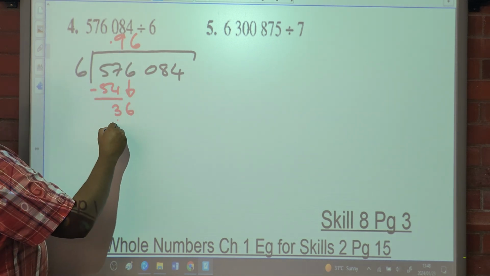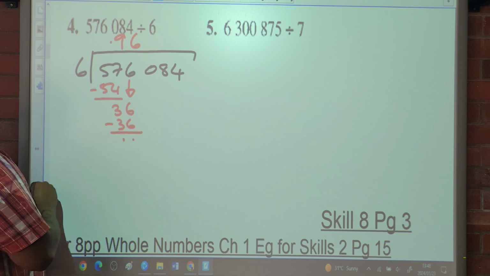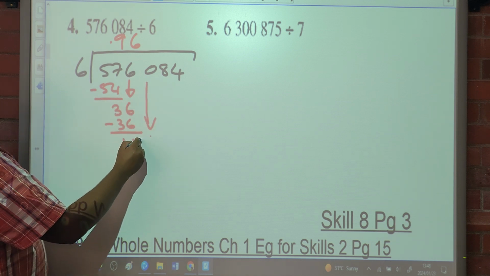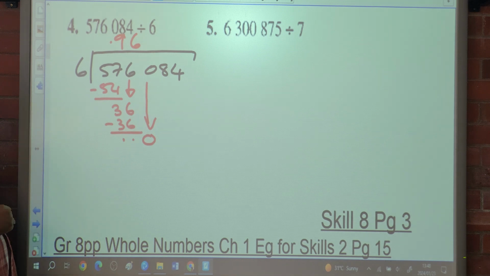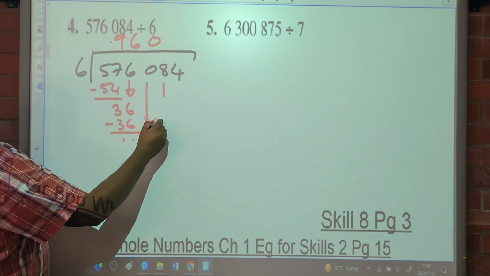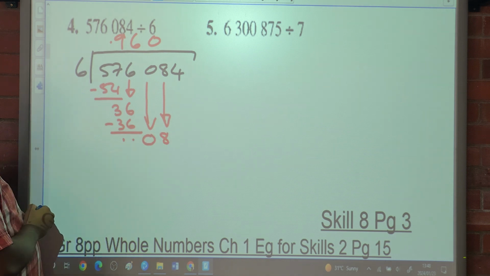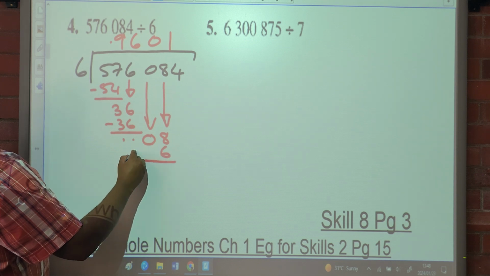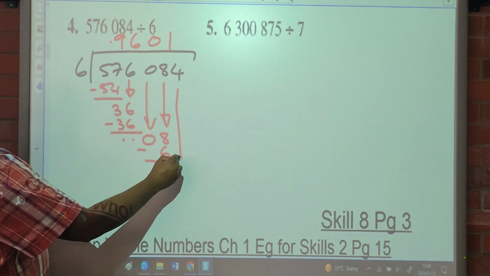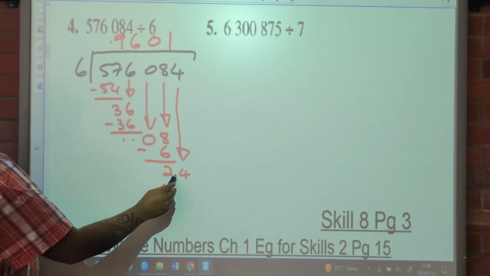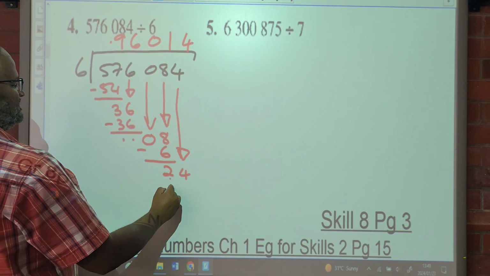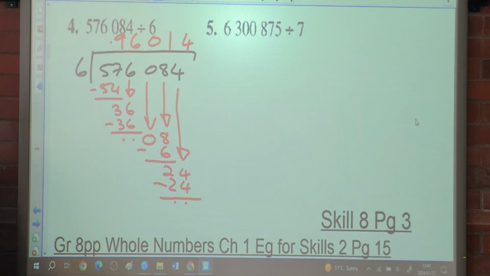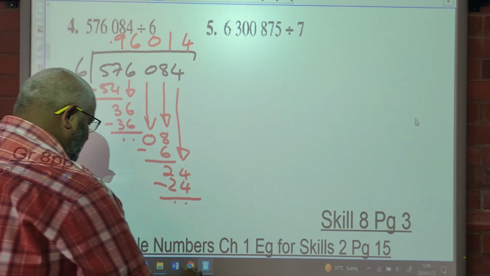Okay, 6 times 6 is 36. Subtract again. So I bring down. 6 going into 0 how many times? 1. So I bring down the 8. 6 goes into 8 how many times? 1 times 6. Subtract again. Bring down. 6 going into 24. 4. 4 times 6. So 576,084 divided by 6 is 96,014. Will you guys understand?